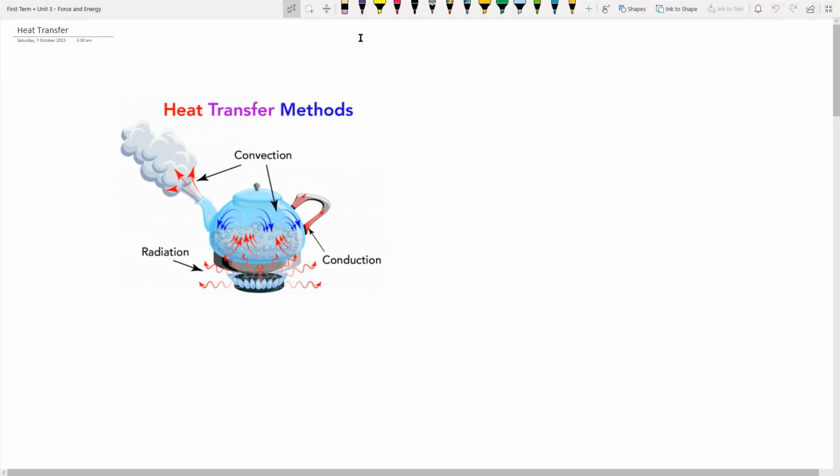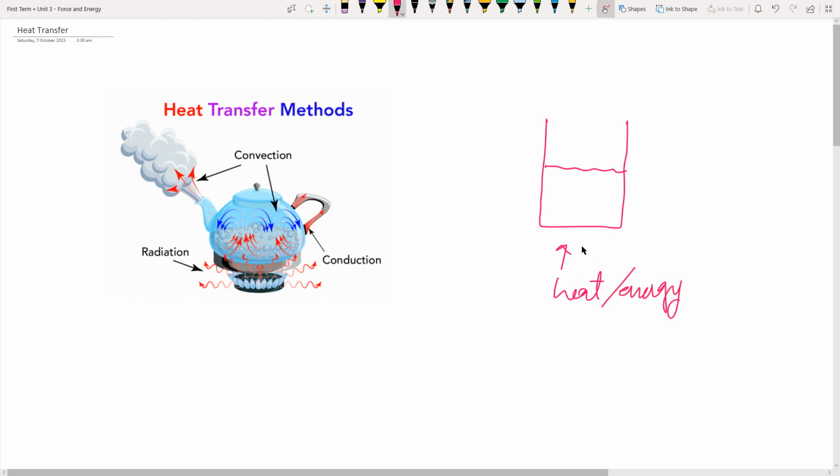So, heat transfer, modes of heat transfer. We do know that heat is the energy that the particles have, and we measure this as a measure of temperature. So when we talk about heat transfer, we mean how energy can be transferred. Let's say you have a bowl filled with water and you heat it up. You give it heat or energy, it's the same thing. Heat is specifically used for thermal energy, it's another name for thermal energy.